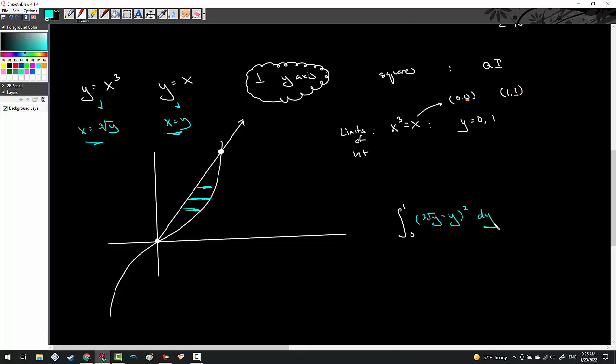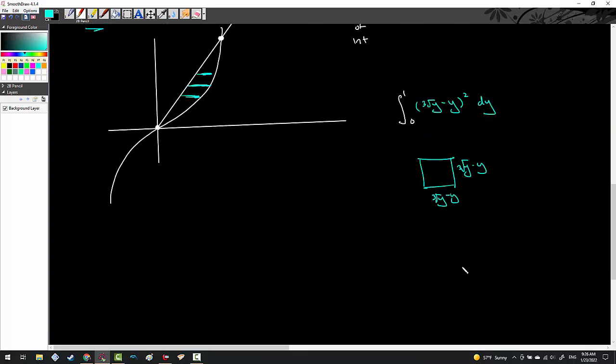Right? And the reason why it's squared like that is because each of these is based off of cube root of y minus y, cube root of y minus y, like that. So if we had to multiply this thing out, we would get the integral from 0 to 1 of, looks like, y to the 1/3 minus y squared dy.